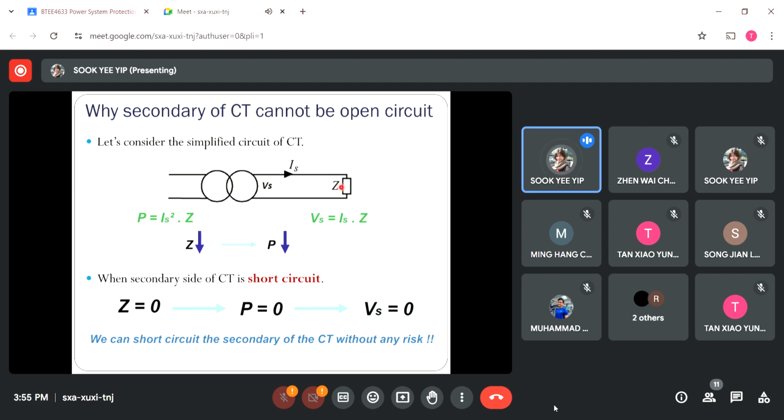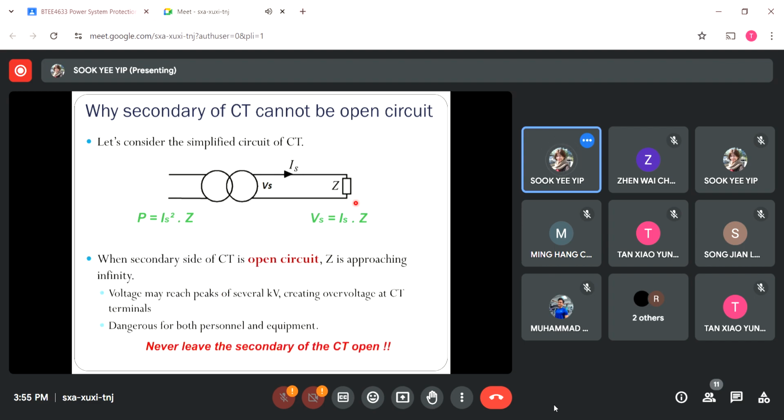But what happens if I have it open circuit? So we go to the next slide here. In the event the secondary side has an open circuit, which means that this Z is approaching infinity, theoretically, if you look into these power and voltage equations, these two values, the power and induced voltage, should be infinite. But this power and voltage value will be limited by the magnetic and the copper loss.